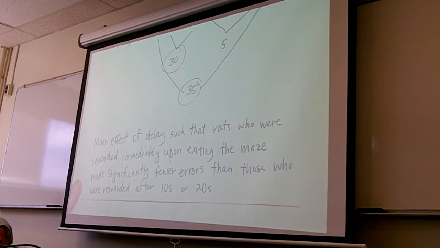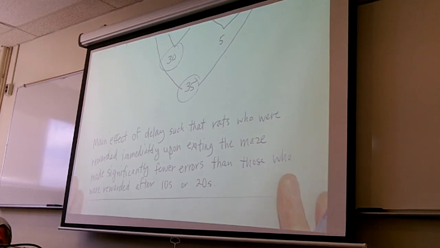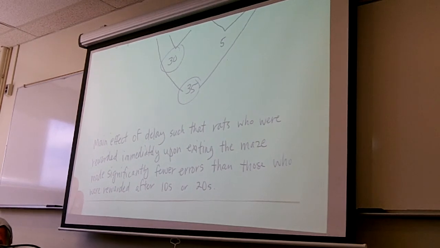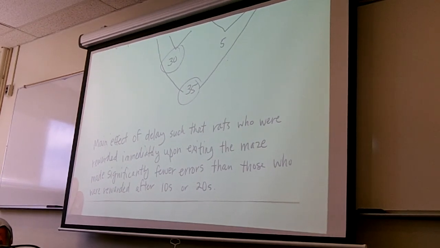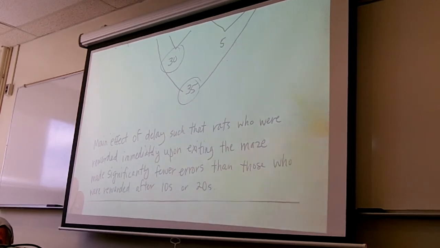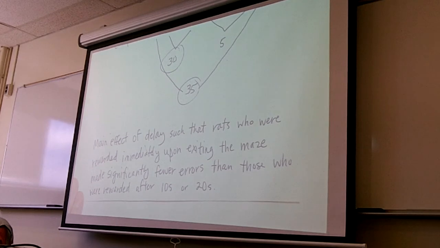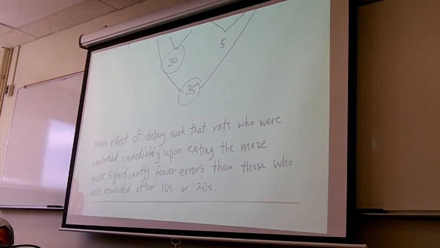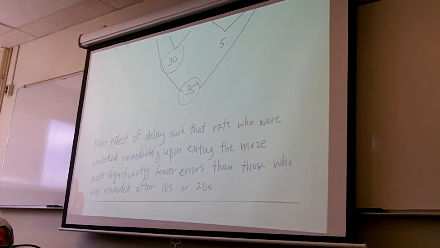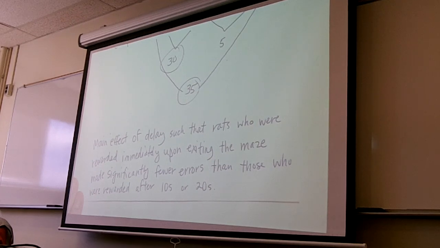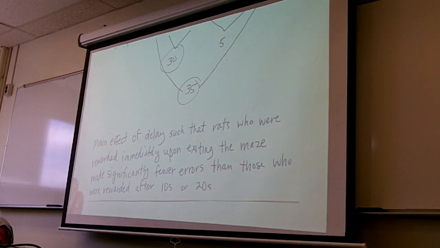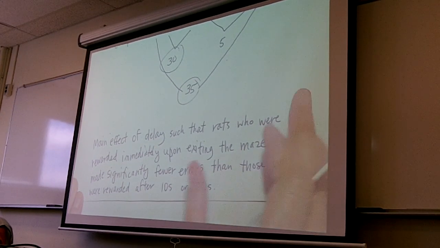I think so. If you got that main effect, you would have to say all that. It's just like doing it for a one-way ANOVA, because this is basically just a one-way ANOVA, like you did a little Tukey test right there, and now you're telling me what happened. There is a main effect of delay such that rats who were rewarded immediately upon exiting the maze made significantly fewer errors than those who were rewarded after 10 seconds or 20 seconds. All right. What's left?